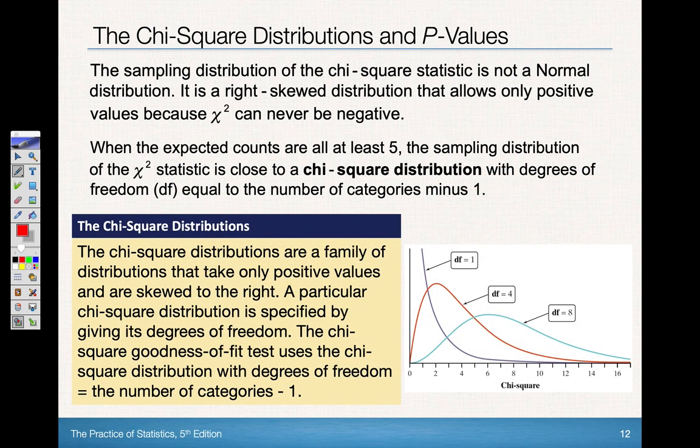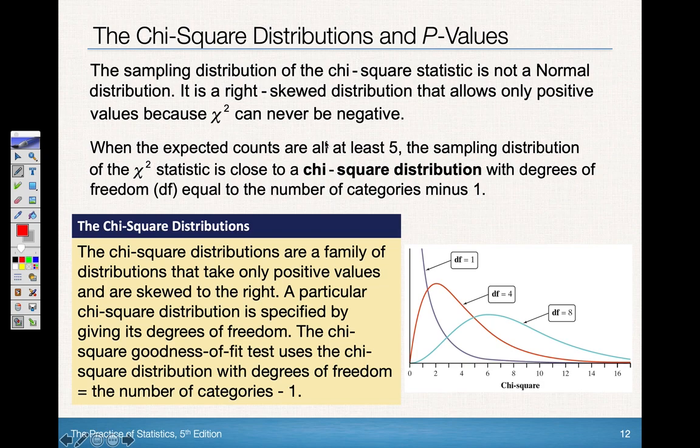So the chi-square distribution, and then we have to get a p-value, just like every hypothesis test. The sampling distribution of a chi-square statistic is definitely not normal. It is definitely not t. It is its own right-skewed distribution, and because everything gets squared, it's only positive values. So that's why it starts at 0.